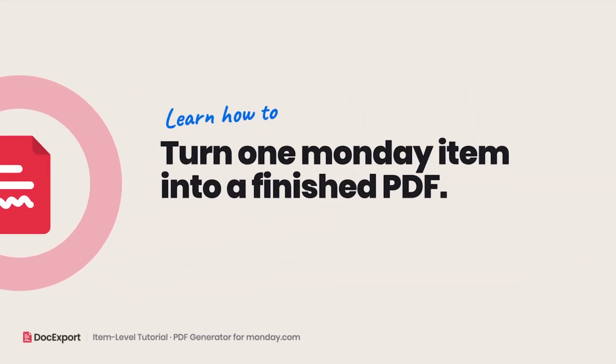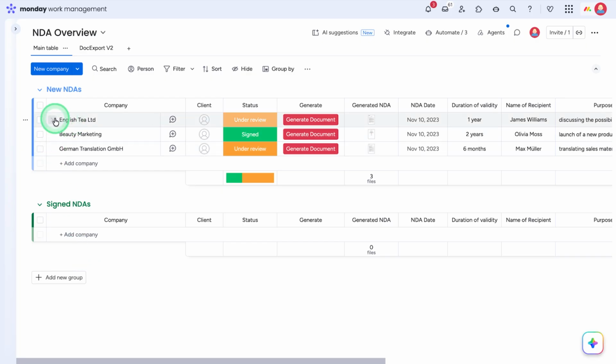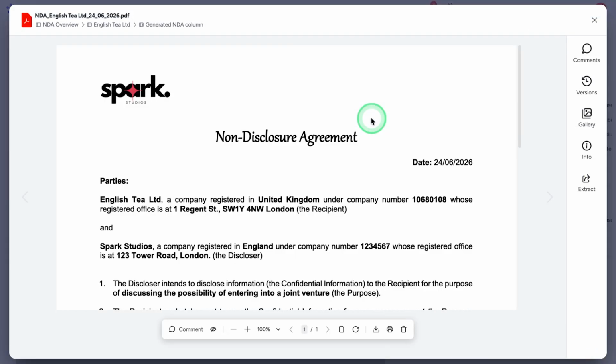Need a contract or letter for a single item on your Monday board? Let's create your first item document together. In a few minutes, you'll turn a single Monday item into a finished PDF document. And by the end, you'll do it with one click.